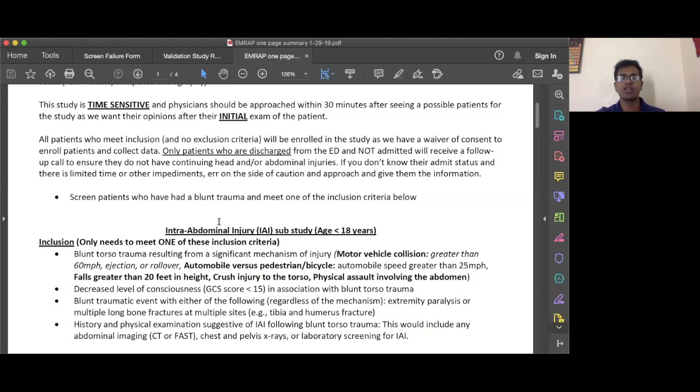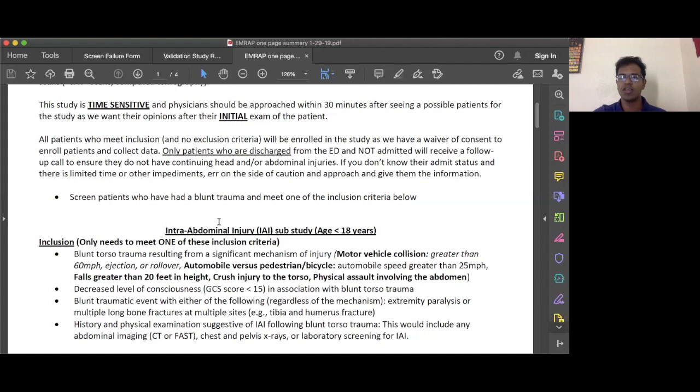So for example, if you had a patient that potentially qualified for validation, but you see that there's a penetrating trauma to the foot, then as long as they don't meet any of the exclusion criteria for the specific sub-study you're looking at, they can be included into validation overall. However, if that penetrating trauma occurred to the head or abdomen, then they would be excluded from the study.